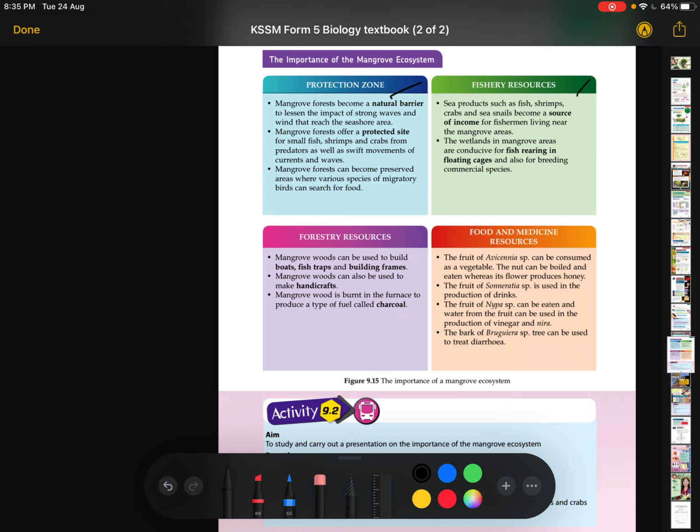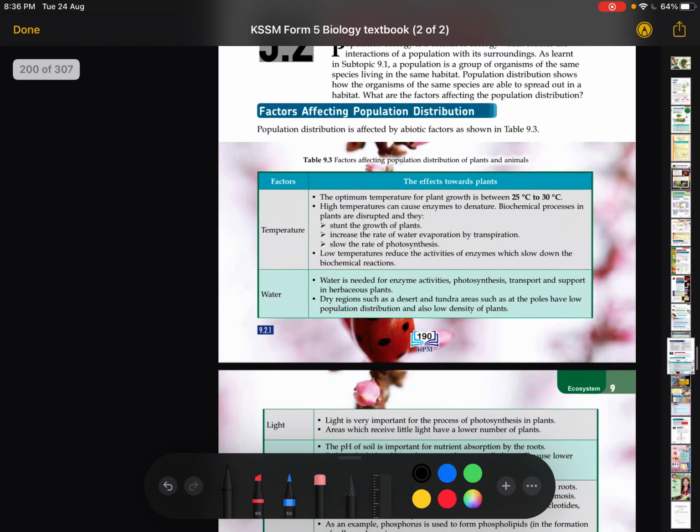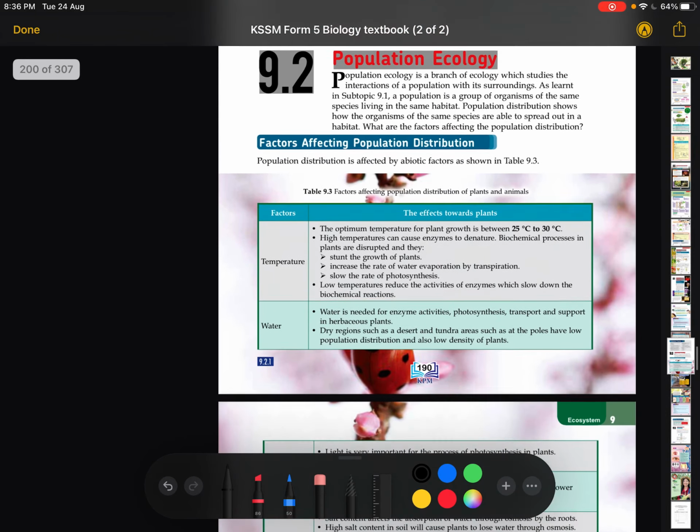And it can also be a protection for animals. And next will be fishery resources, because a lot of fish are here. Not a lot of fish, but there are still fish and crabs. And then forestry resources, because their wood is very good for making furniture, and it can also be used to make charcoal. And lastly, food and medicine, because Avicennia fruit can be used as a vegetable. You can use its nut, or you can use its honey. And Sonneratia is for drinks and so on.